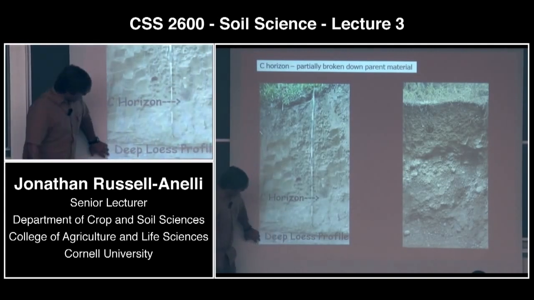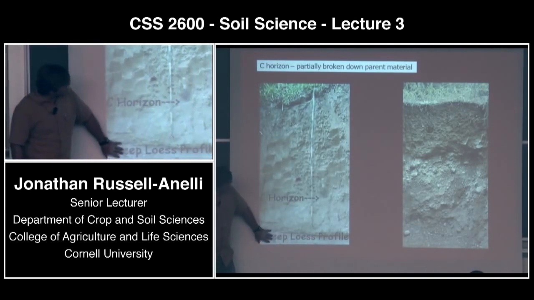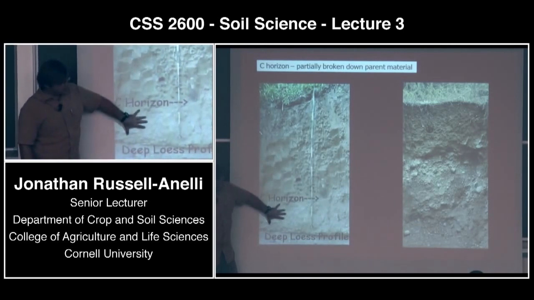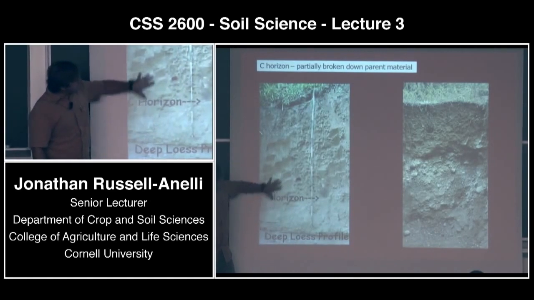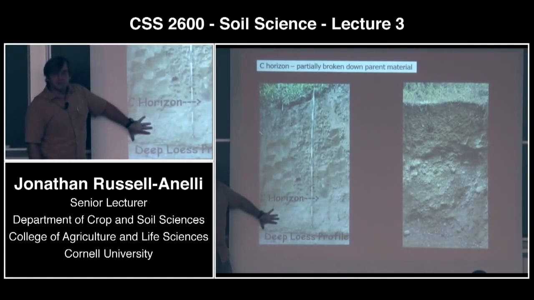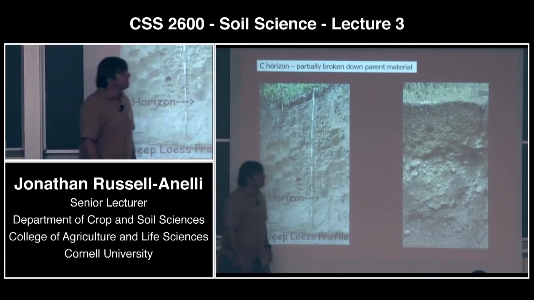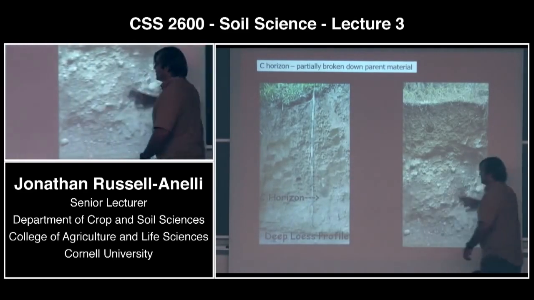Often you'll have a deposit. Now this is a deep loess deposit down here, so this is a material that's been deposited on something else, older. This C horizon right here, this is the stuff that this is made of. It just hasn't been, the world has not acted upon it yet. It hasn't been subjected to change. Okay? Here's another example of a different type of parent material.